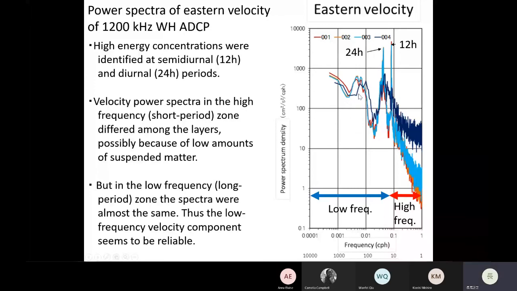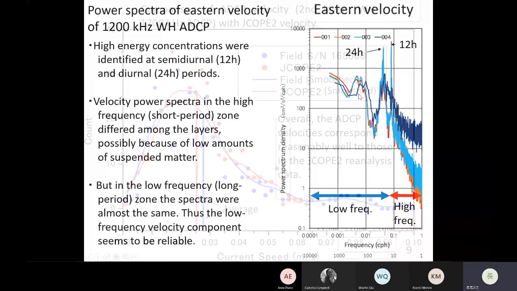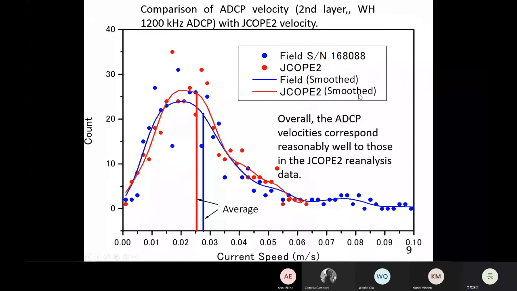And this is a comparison of ADCP velocity data with JCOPE2 reanalysis velocity. As you can see, overall, the ADCP velocities correspond reasonably well to those in the JCOPE2 reanalysis data.